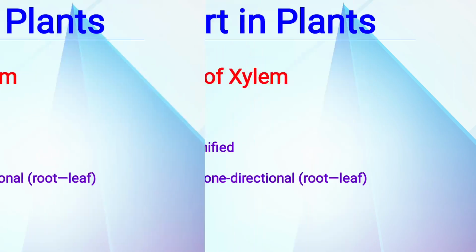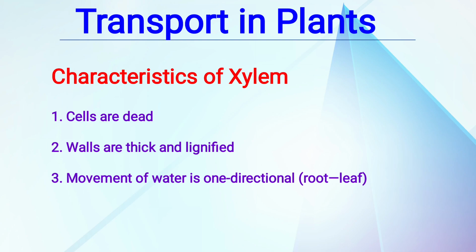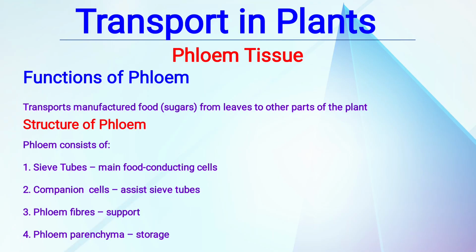So let's continue. Now, what are the characteristics of xylem tissue? One of the characteristics is that their cells are dead. They possess dead cells. Number two, their walls are thick and lignified. Number three, movement of water in xylem tissue is one directional, that's from root to the leaf. Let's continue. Now, number two tissue that helps in transport in plant, we have phloem tissue.